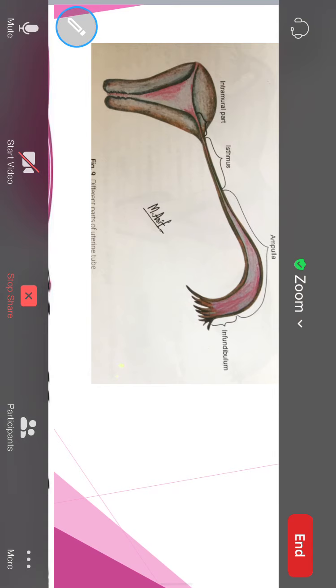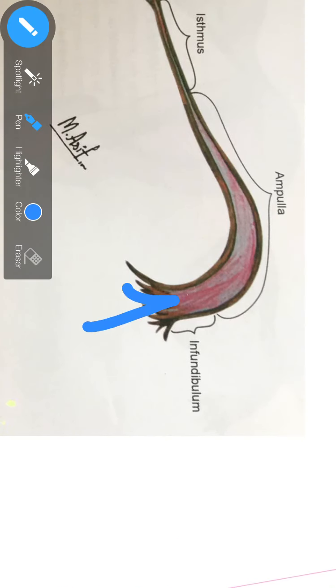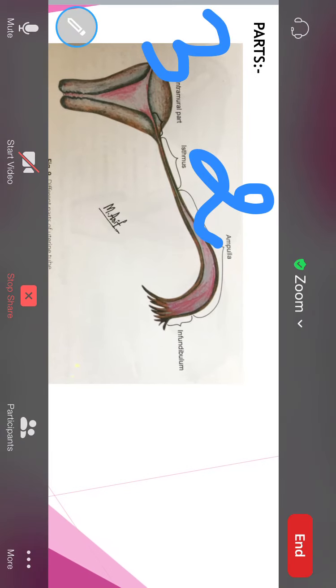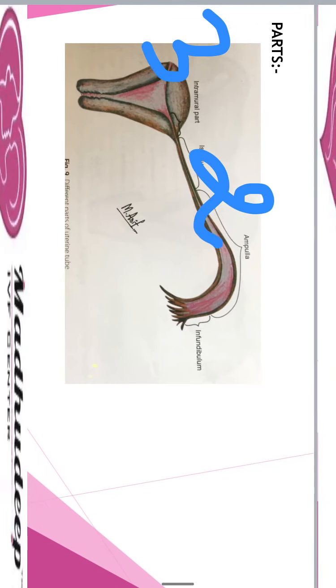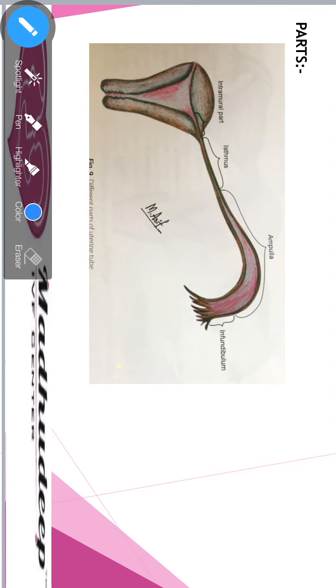What is the infundibulum? The infundibulum is outside. First, this is the infundibulum. Here: infundibulum, ampulla, isthmus, and cornu.